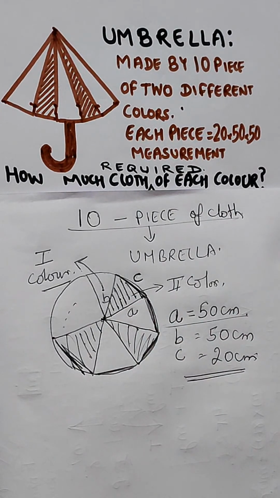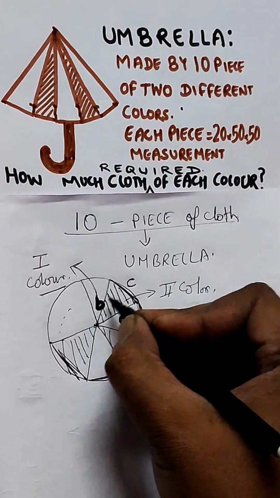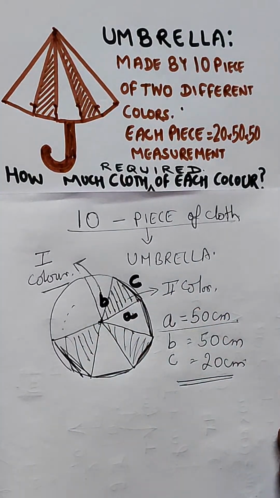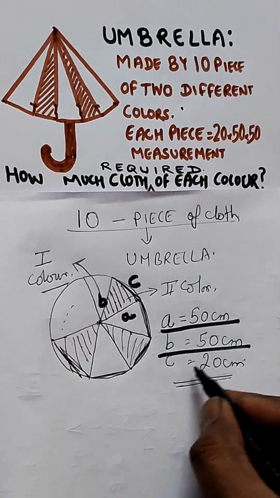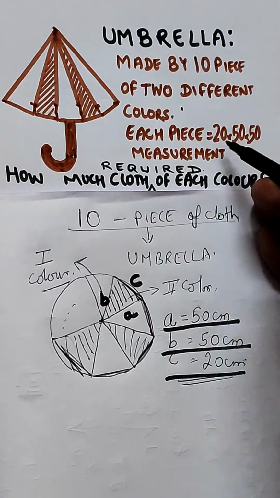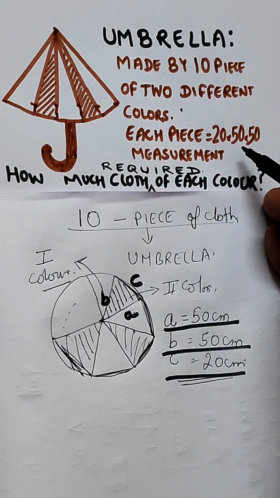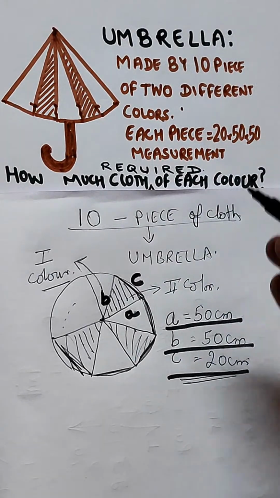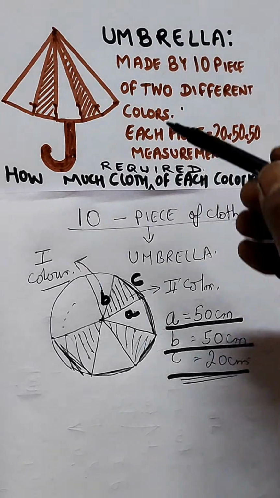I think you are able to distinguish A, B and C. I am marking with deep color A, B and C, right? And this is A 50, B 50, C 20. You can see the measurement over here. We need to find how much cloth of each color is required to make this umbrella.